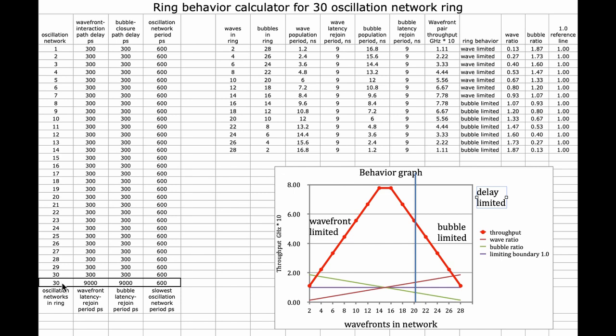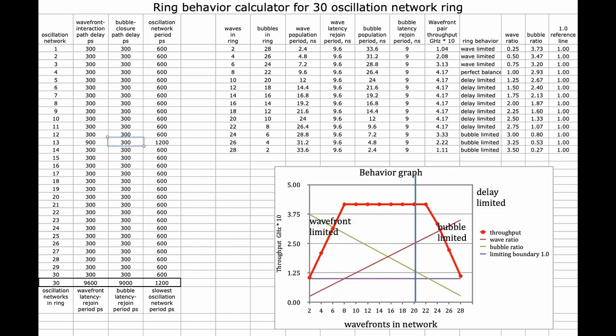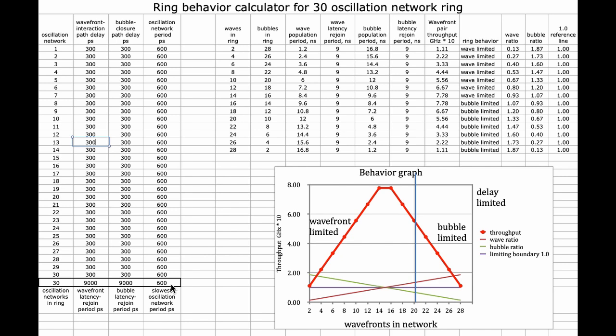Down here, we have the number of oscillation networks in the ring. We have the sum of the wavefront latency rejoin periods, which is the wavefront latency period. And we have the sum of the bubble closure delay periods, which is the bubble latency rejoin period. And here we have the slowest oscillation network period. So there's a search through here. We'll just quickly show that. And so this is now 1200. So we'll get the slowest oscillation network.